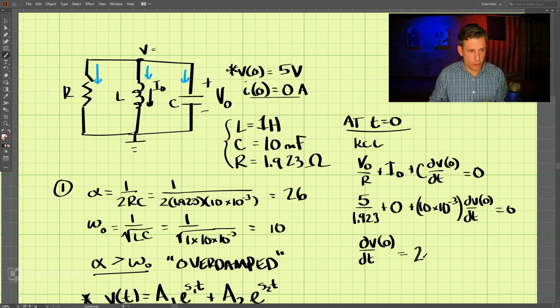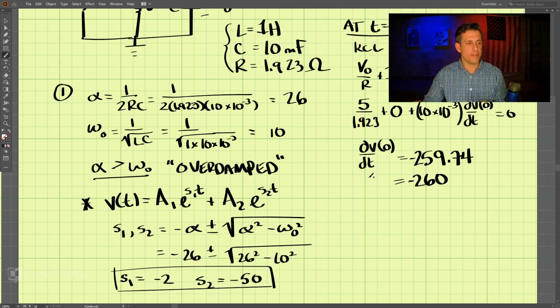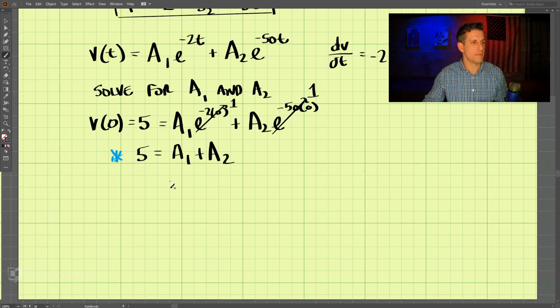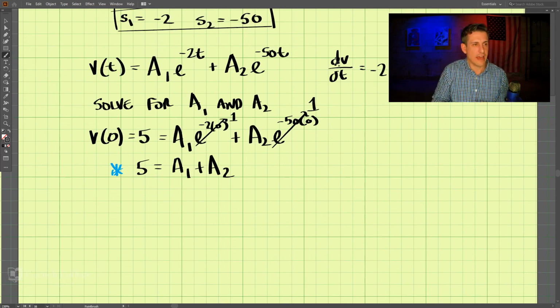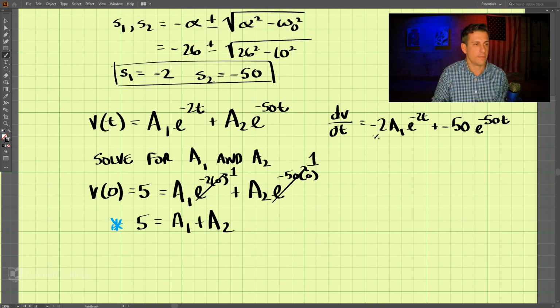So this is equal to 259.74, or we can just round that to 260. 260 there. And that should be negative. That should be negative, I believe. That's negative 260. Okay, so we know that this value here at time 0 is negative 260. So if we come down here and take a look at this equation here, and we put in t is equal to 0 for this equation.